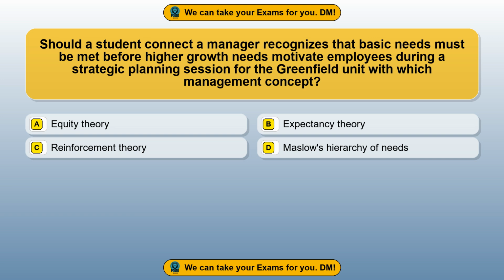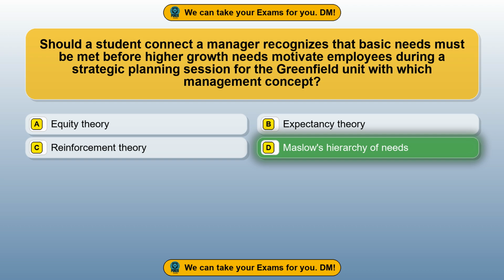Question 50. Should a student connect a manager recognizing that basic needs must be met before higher growth needs motivate employees during a strategic planning session for the Greenfield unit with which management concept? Option A, equity theory. Option B, expectancy theory. Option C, reinforcement theory. Option D, Maslow's hierarchy of needs. The correct answer is option D, Maslow's hierarchy of needs.